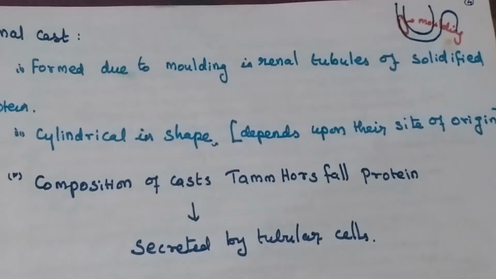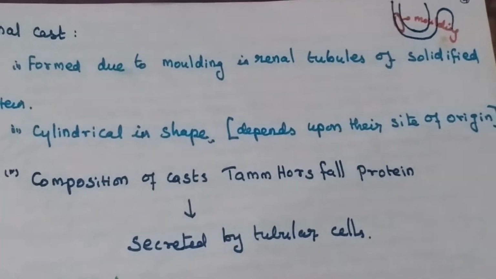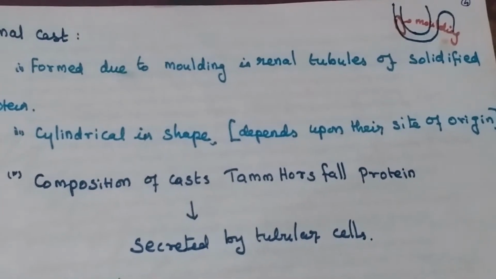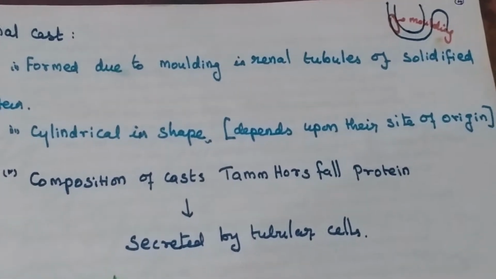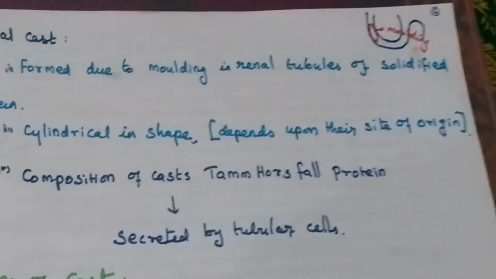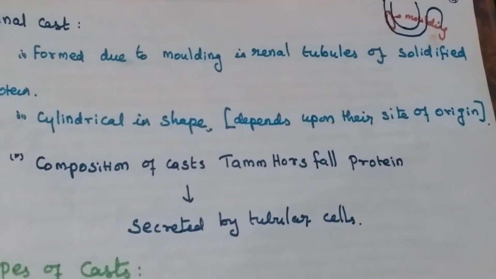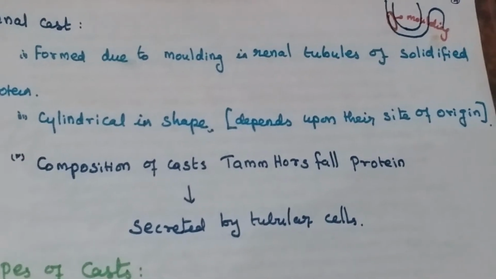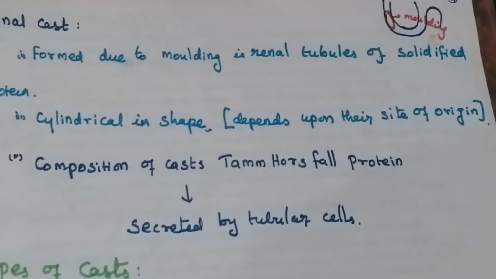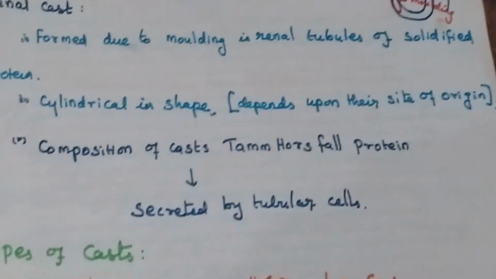Casts are basically cylindrical in shape. The basic composition of a cast is Tamm-Horsfall protein, so the origin is always the kidney.